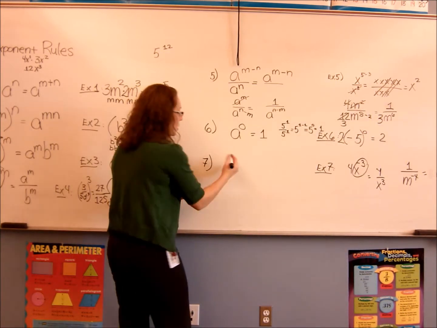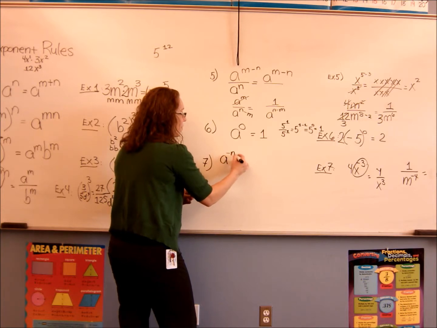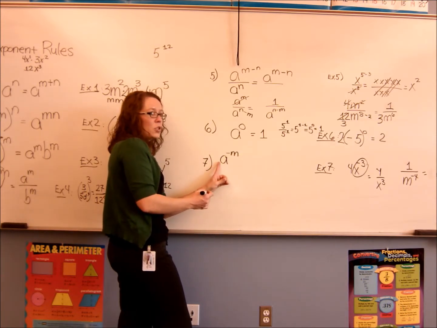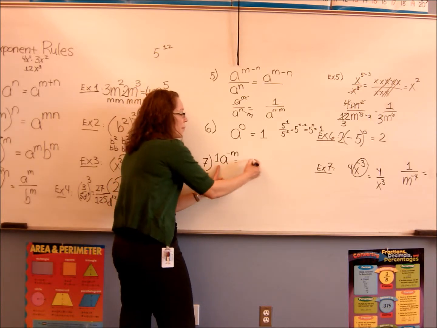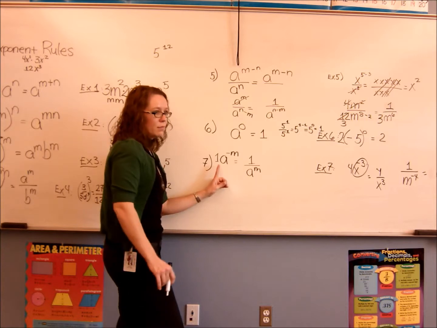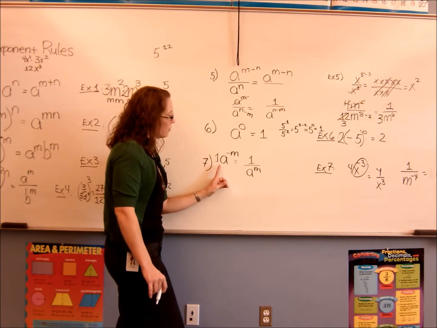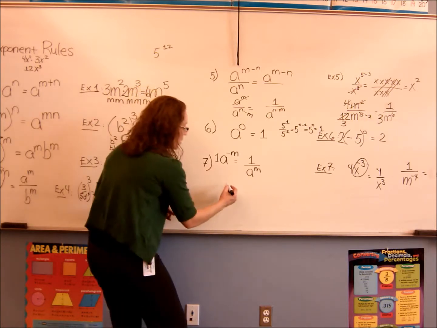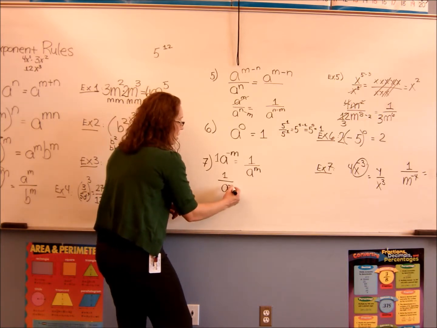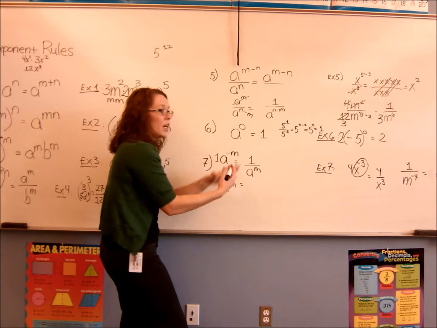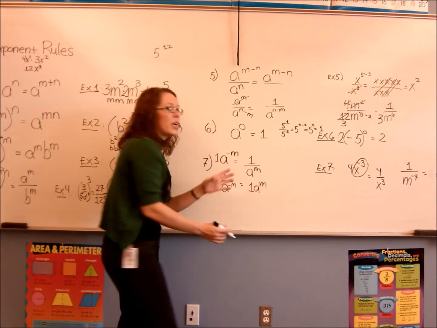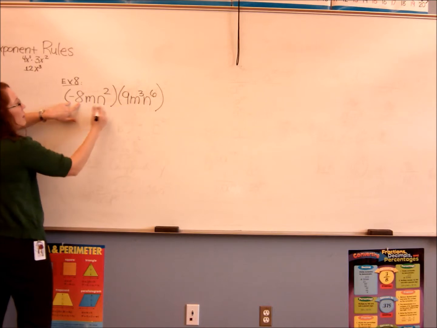If we have a to the negative m, what number's right here in front? 1. Okay, so when we flip it, the 1 stays up top and becomes a to the positive m. And vice versa, if we have 1 over a to the negative m, it flips and becomes 1 times a to the positive m, or just a to the m.